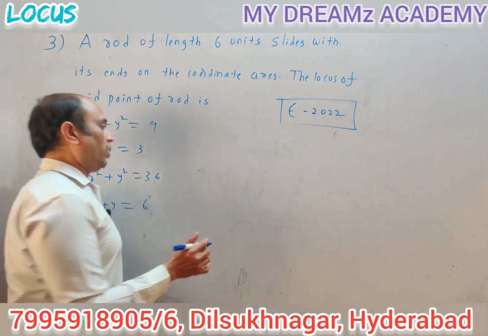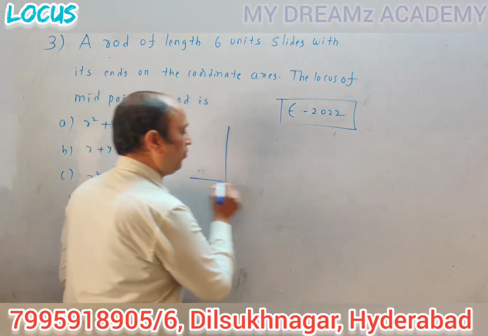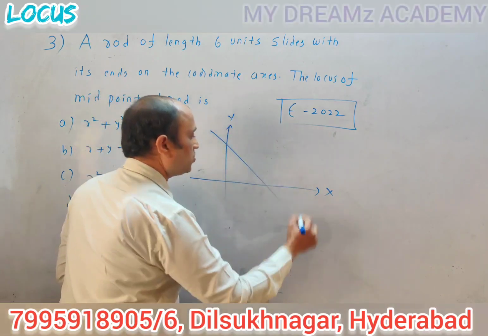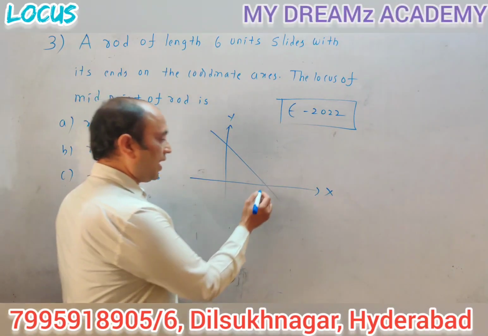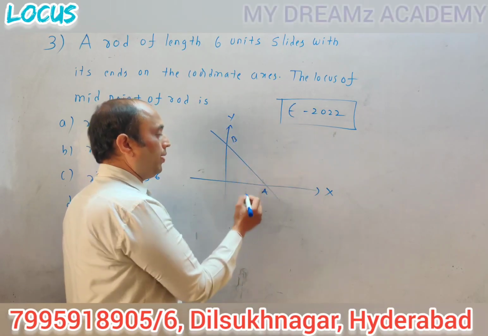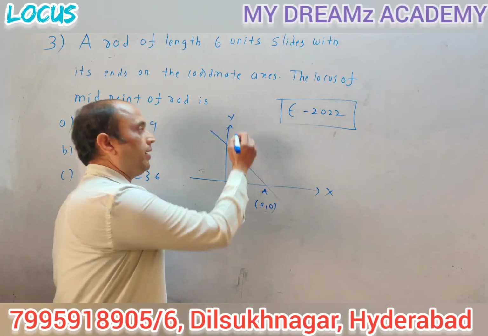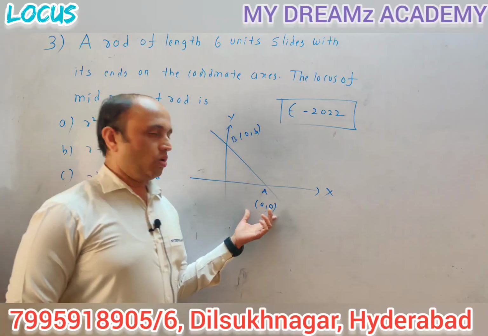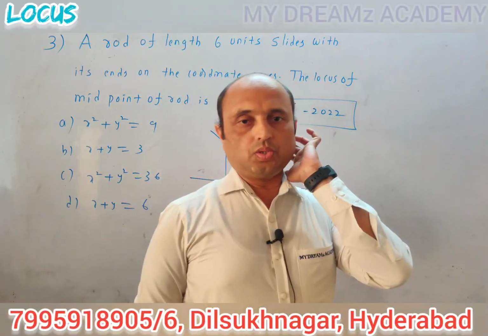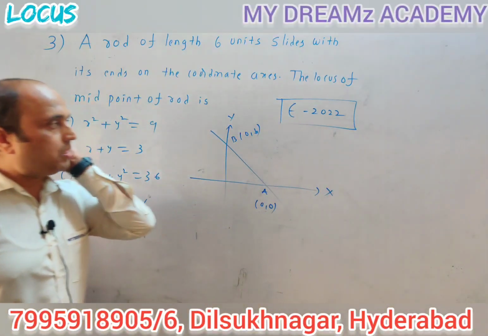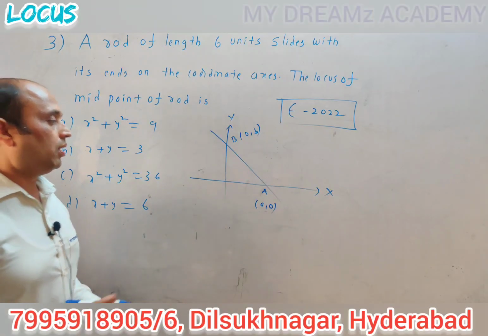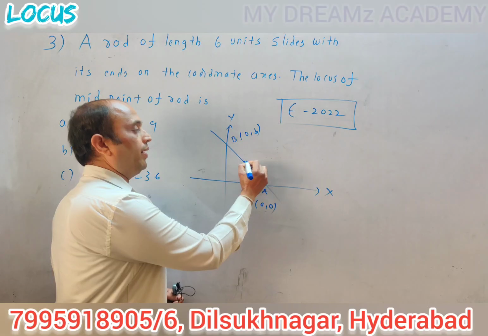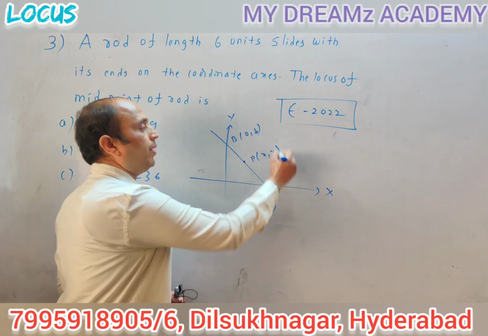The rod of length 6 units slides along the coordinate axes. This is the x axis, this is the y axis, and this is one rod. Suppose the endpoints are A and B: A lies on the x axis, that is (a, 0), and B lies on the y axis, that is (0, b). So the rod slides on the coordinate axes, and we want to find the locus of its midpoint.